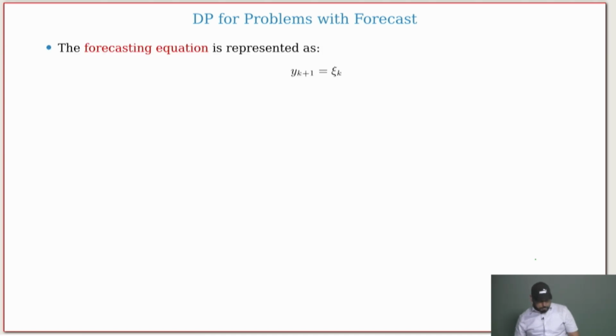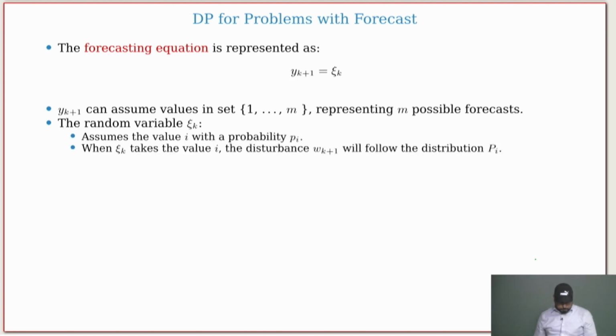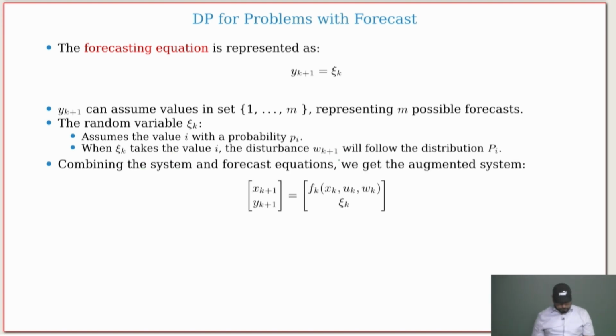Okay, so let us formulate this. The forecasting equation is represented as yk+1, and yk+1 can assume values in the set 1 to m, representing m possible forecasts. A random variable jk assumes i with probability pi, and when jk takes the value i, the disturbance wk+1 will follow the distribution pi. So that's what we said.